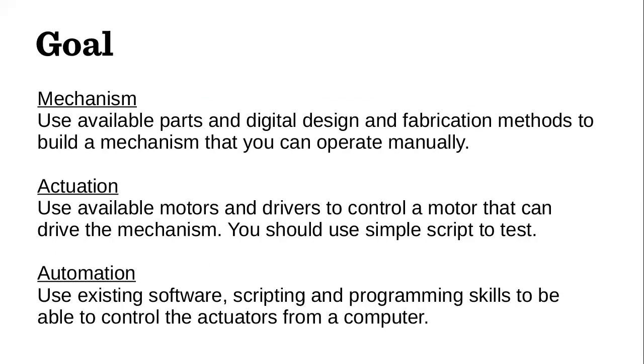So the goal, the mechanism: we should make use of the available parts and the digital design and fabrication methods that we have already acquired in order to build a mechanism that you can operate manually. So that's the mechanism part. You should be able to put things together in a way that you can move them with your hands. If it's a grinder, you should be able to turn the milling part and operate it manually. If it's a 1-axis or 2-axis machine, you should be able to move the axis around.